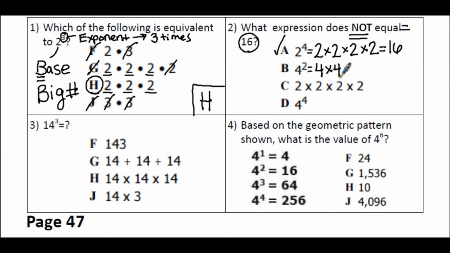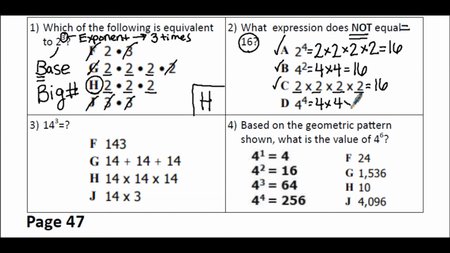Here we have 4 times 4, I'm writing it 2 times, and 4 times 4 is 16 as well. So B is equal to 16. 2 times 2 is 4, times another 2 is 8, times another 2 is 16. So C is equal to 16 as well.